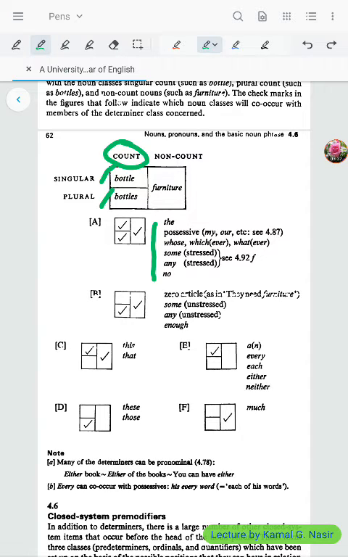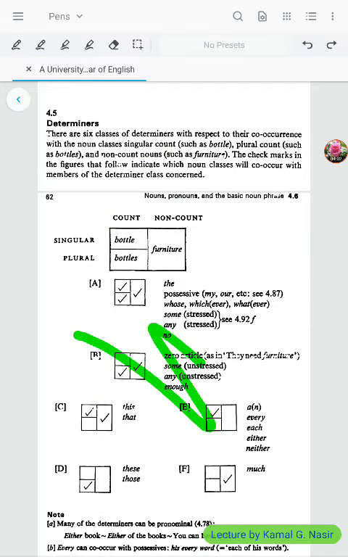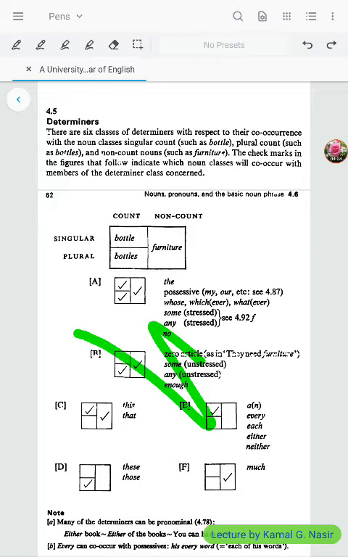You see, whose bottle, whose bottles, whose furniture. Which bottle, which bottles, and which furniture. What bottle, what bottles, and what furniture. Some bottle, some bottles, and some furniture. Any bottle, any bottles, and any furniture. No bottle, no bottles, no furniture. This is the first group.